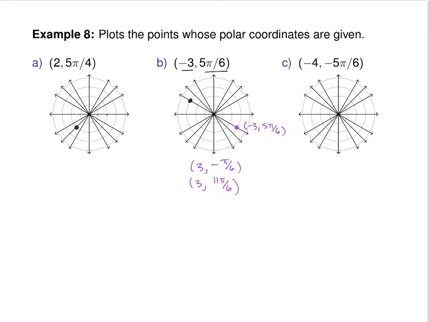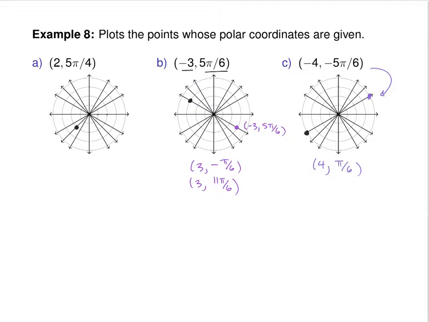All right, (-4, -5π/6). I just prefer this way: 1, 2, 3, out 4, back 5π/6, and then reflect up to that point. To be consistent in my color scheme, here's the unreflected point, and there's the final answer. Write that as (4, π/6). Okay, so that's plotting points.